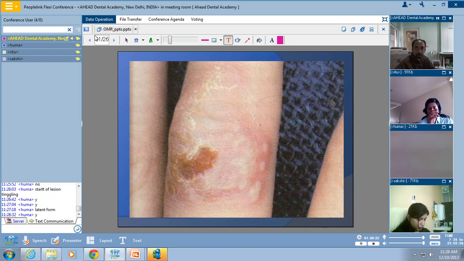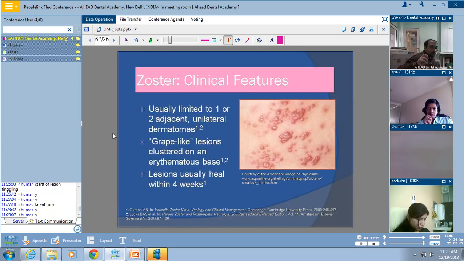Now, HHV1 and HHV2, I hope this is clear. These are viruses which remain latent and cause infection. Whenever they get activated, this results in the formation of herpes labialis. And once it occurs intraorally, it is called recurrent intraoral herpes.